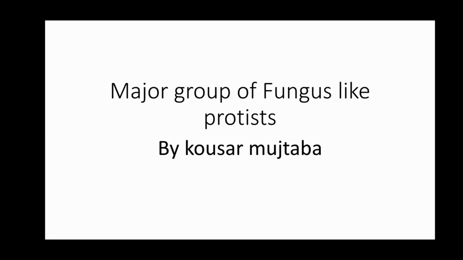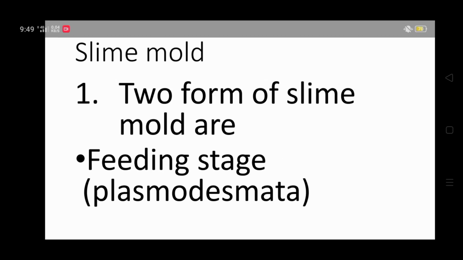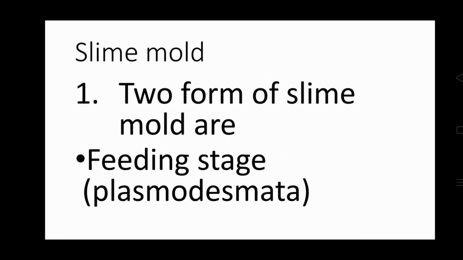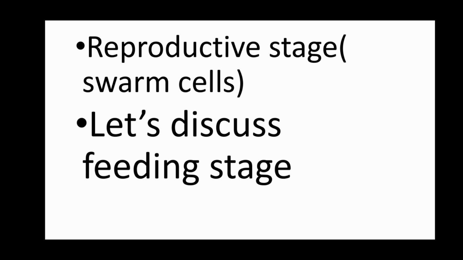Major group of fungus-like protists. The first fungus-like protists are slime mold. There are two forms of slime mold: feeding stage, which is also called plasmodium, and the next is reproductive stage, which is also called swarm cell.